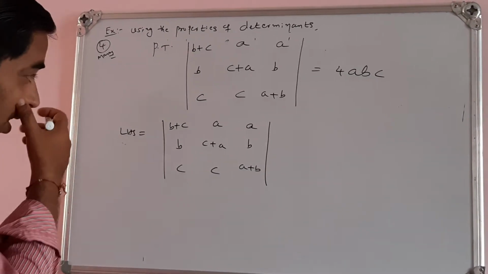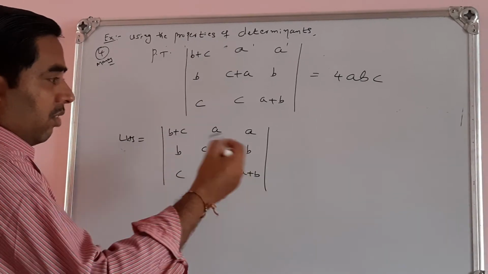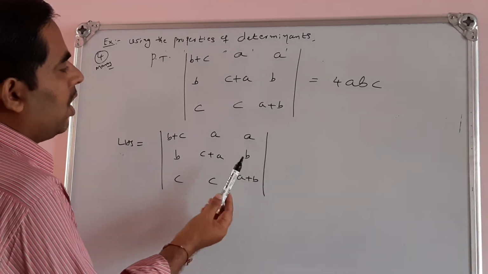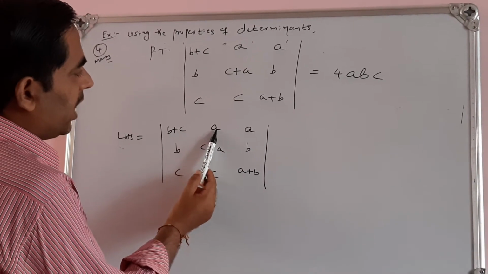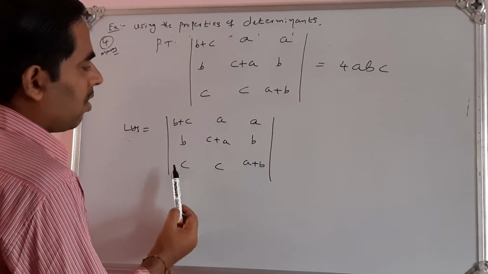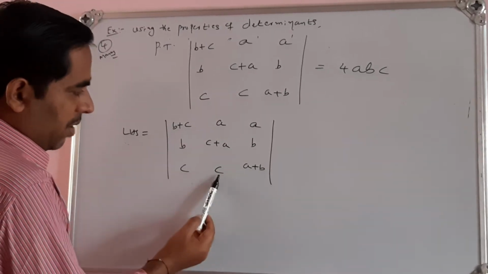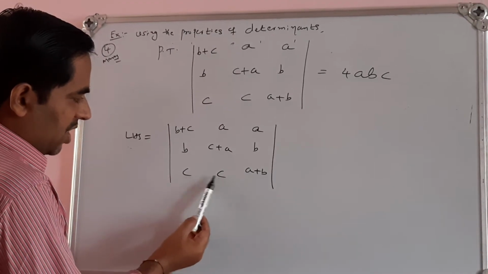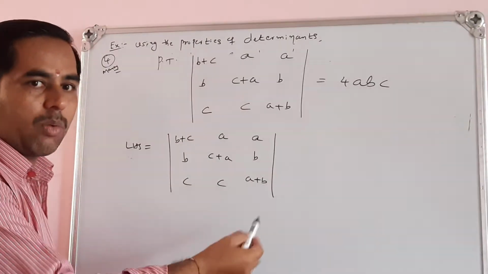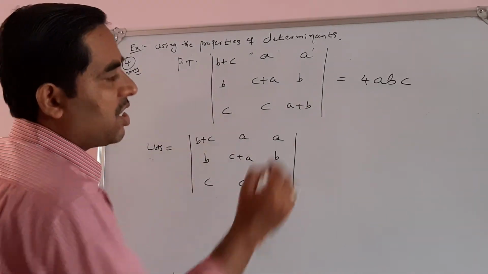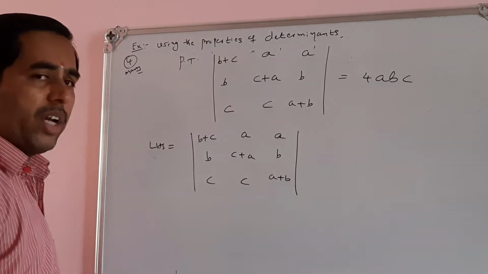See here, a lot of students will do like this. C3 changes to C3 minus C2, then a minus a, it will be 0. Okay. If I take the second column here, C2 minus C1, then c minus c, it will be 0. Okay. In that way also we can start our operations. That also gives the answer there. So you can follow any method here.